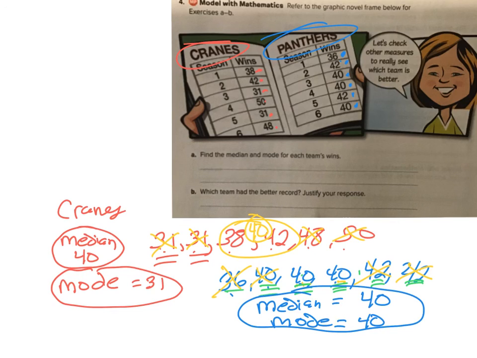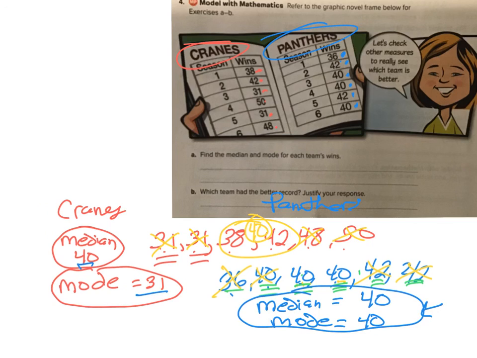B says, which team had the better record? I would say the Panthers, because both their median and their mode are greater than both of the cranes. So here I would say the Panthers. Looking at the data. Okay.